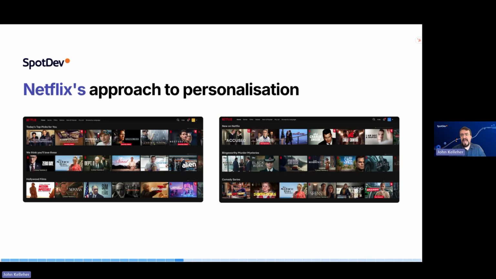Then, how can you go about this? You're not Netflix. How can you start to handle a personalization strategy? Well, this is easier than it's ever been before. This is a much more straightforward process because of AI and how it enables you.